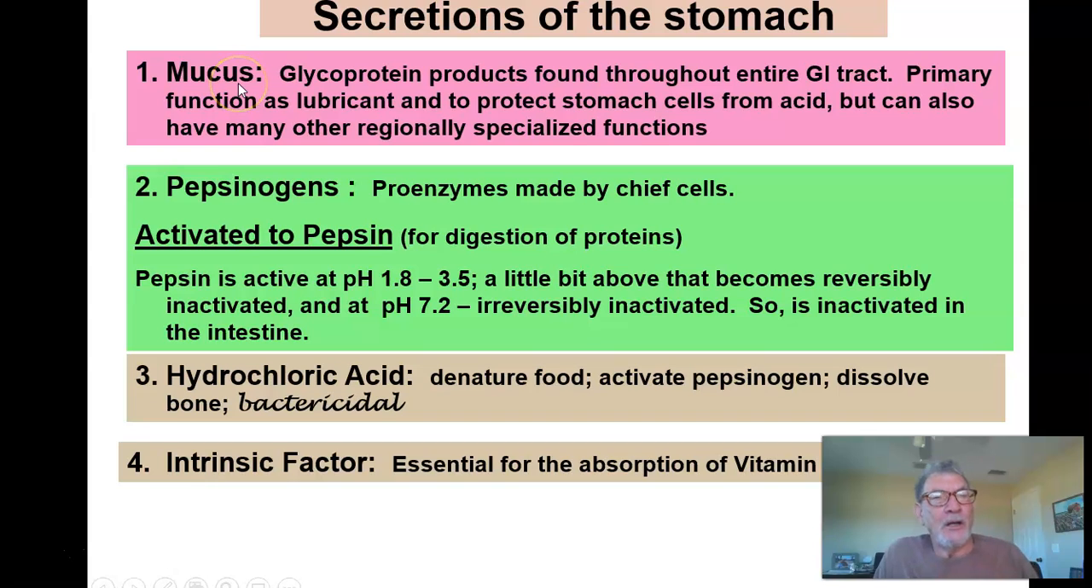So here we go again. Mucus to protect the stomach from acid. Pepsinogens become pepsin when activated by hydrochloric acid. Hydrochloric acid denatures the food so it can be digested, and activates pepsinogen into pepsin. It helps dissolve bone if you accidentally swallow a piece of bone. And it's a bactericide. It helps kill the bacteria that you've eaten. Intrinsic factor: you have to have it for vitamin B12 absorption.